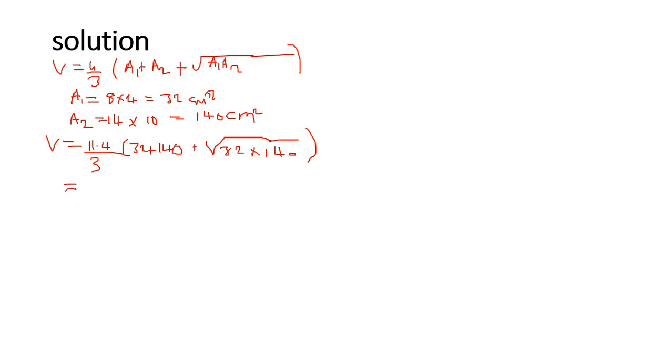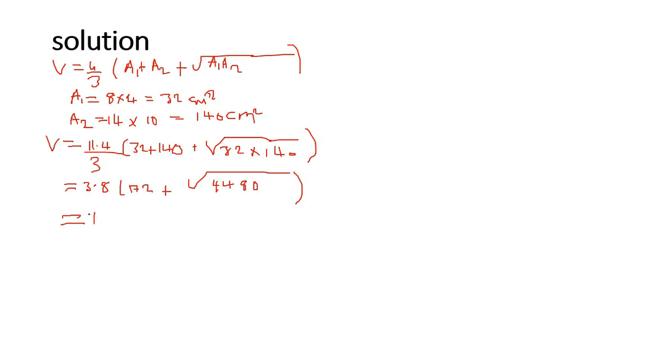So 11.4 divided by 3 is actually 3.8. We say 3.8, open brackets, then we add 32 plus 140, which is 172, then plus the square root, where multiplying gives us 4480. So in here we have 4480. Just punch it on the calculator. This is paper 2, no need to suffer. Alright, we continue, go to the next one.